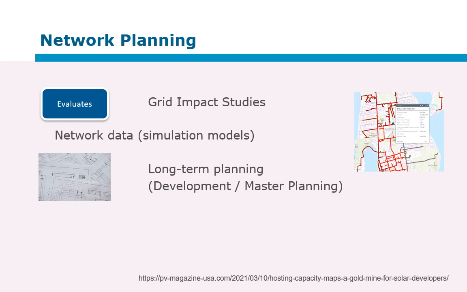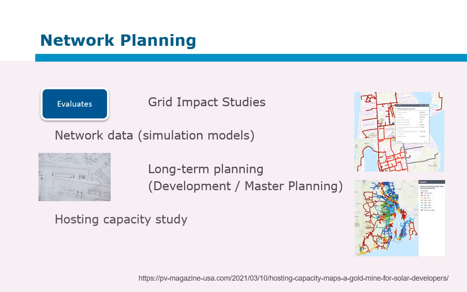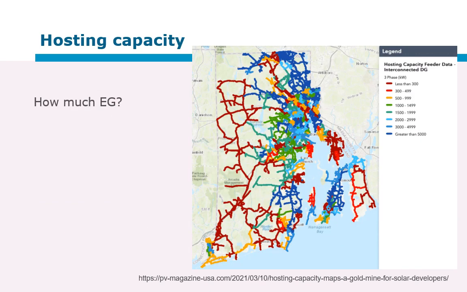The process to determine how much generation can be connected and where in the network is called a hosting capacity study. The definition of hosting capacity is the amount of embedded generation that can be added to the distribution system before system upgrades or control changes are required to safely and reliably operate the network after addition of more EG.